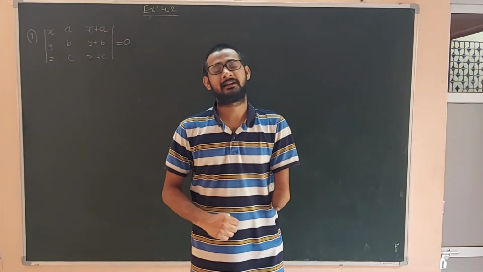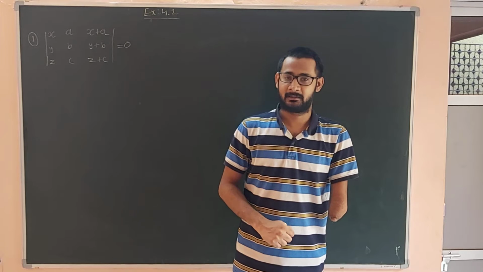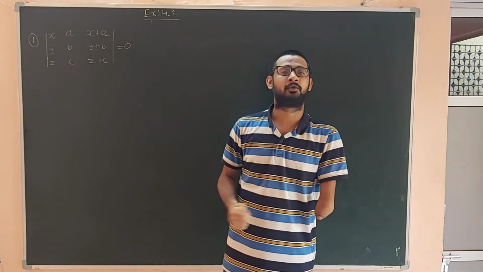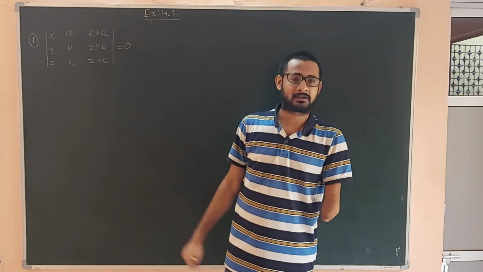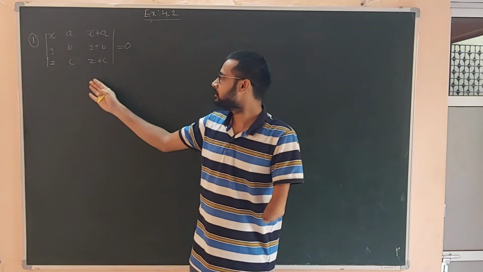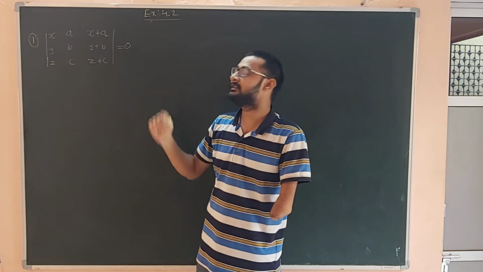So in the last lecture we learned some properties of the determinant. Today we are going to use those properties in exercise 4.2. So the first question is given. Here a determinant is given and we have to show that the value of the whole determinant is 0.